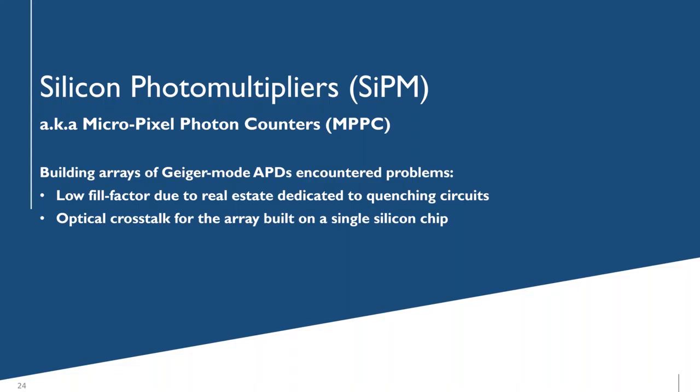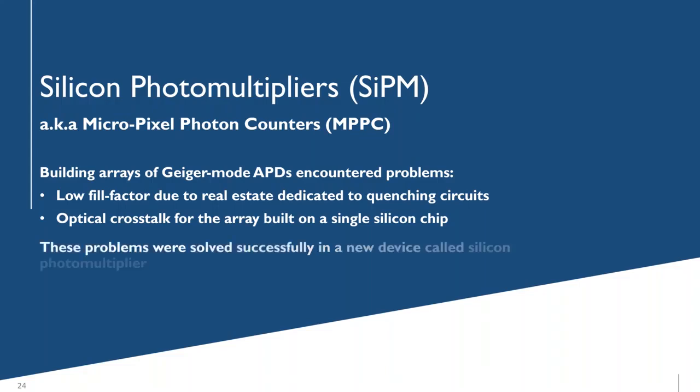In the array of Geiger mode APDs built on a single chip, a single burst within a cell of the array triggers the avalanche in all surrounding cells, thereby blocking the whole array from detecting the signal of interest. These problems were successfully solved in the device that was called silicon photomultiplier, also known as micropixel photon counter, and we'll discuss it next.